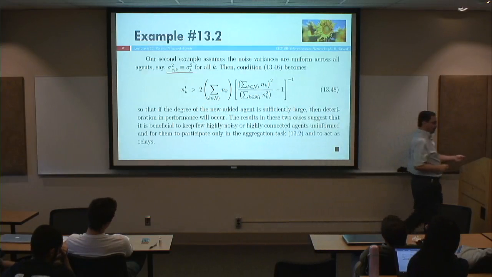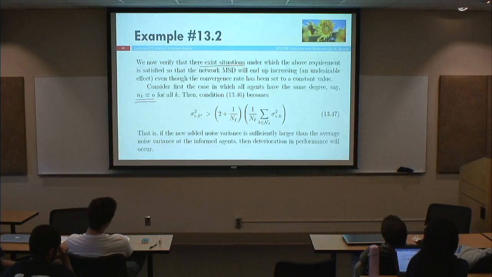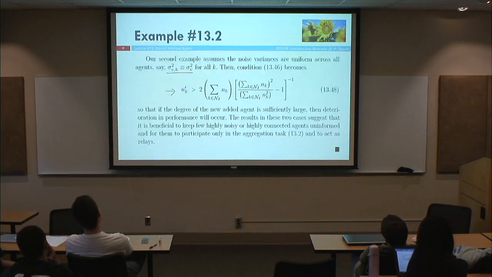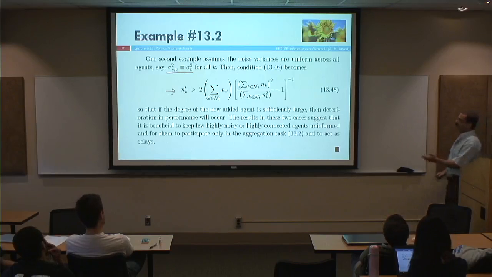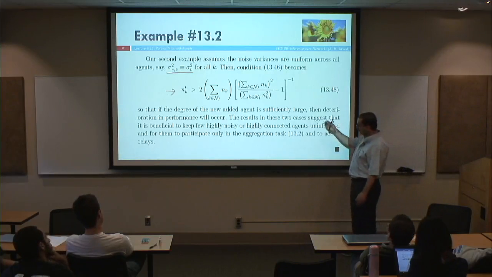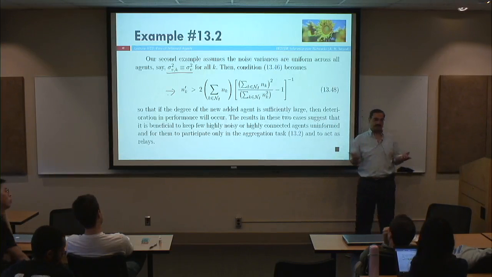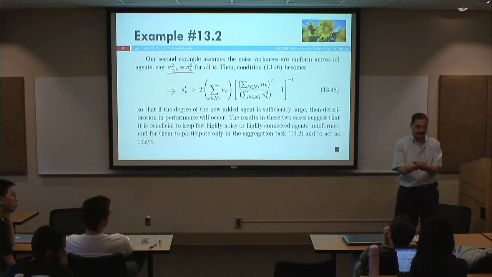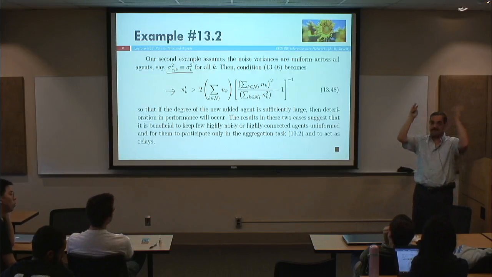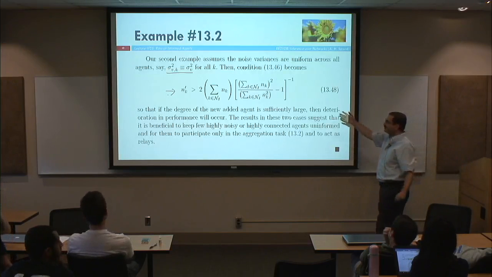In the previous case, the condition transforms into a condition on the noise. This one transforms into a condition on the degree. If your degree is large enough, then your performance will also get worse. Understand? So you see, all these results, you just get them by manipulating the expressions that you now have, right? You can ask all kinds of questions now and answer them, right?